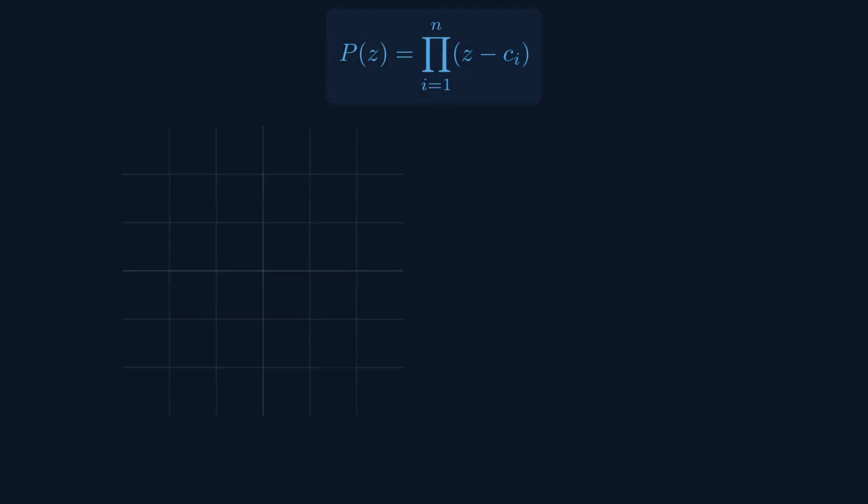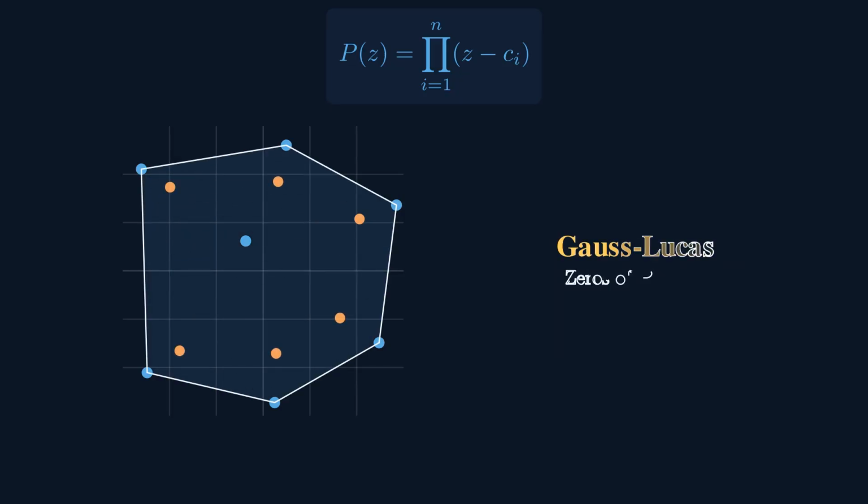Here is the exact statement. Take any complex polynomial p with roots c1 through cn. Draw the convex hull of those roots, the smallest convex region containing them all. Every zero of p' lies inside that hull. This is the theorem of Gauss and Lucas.